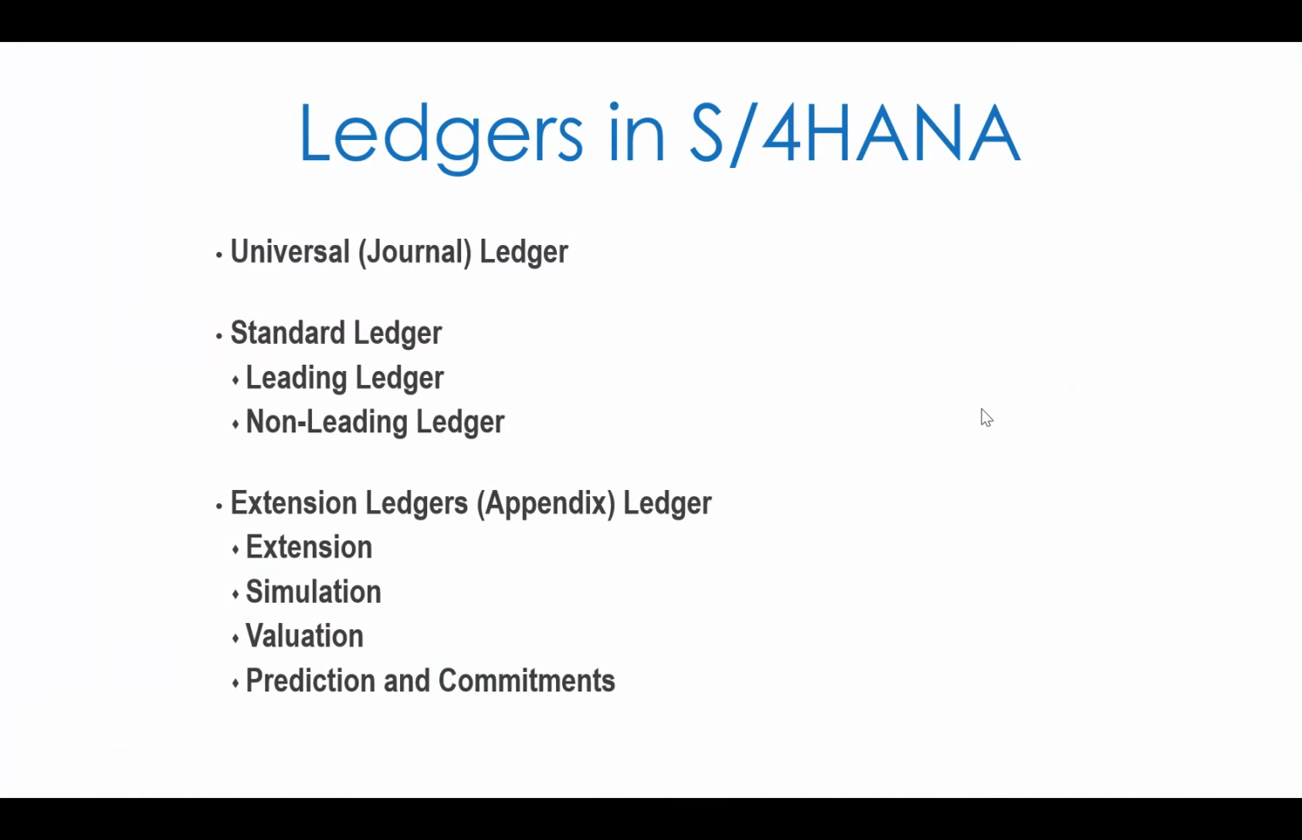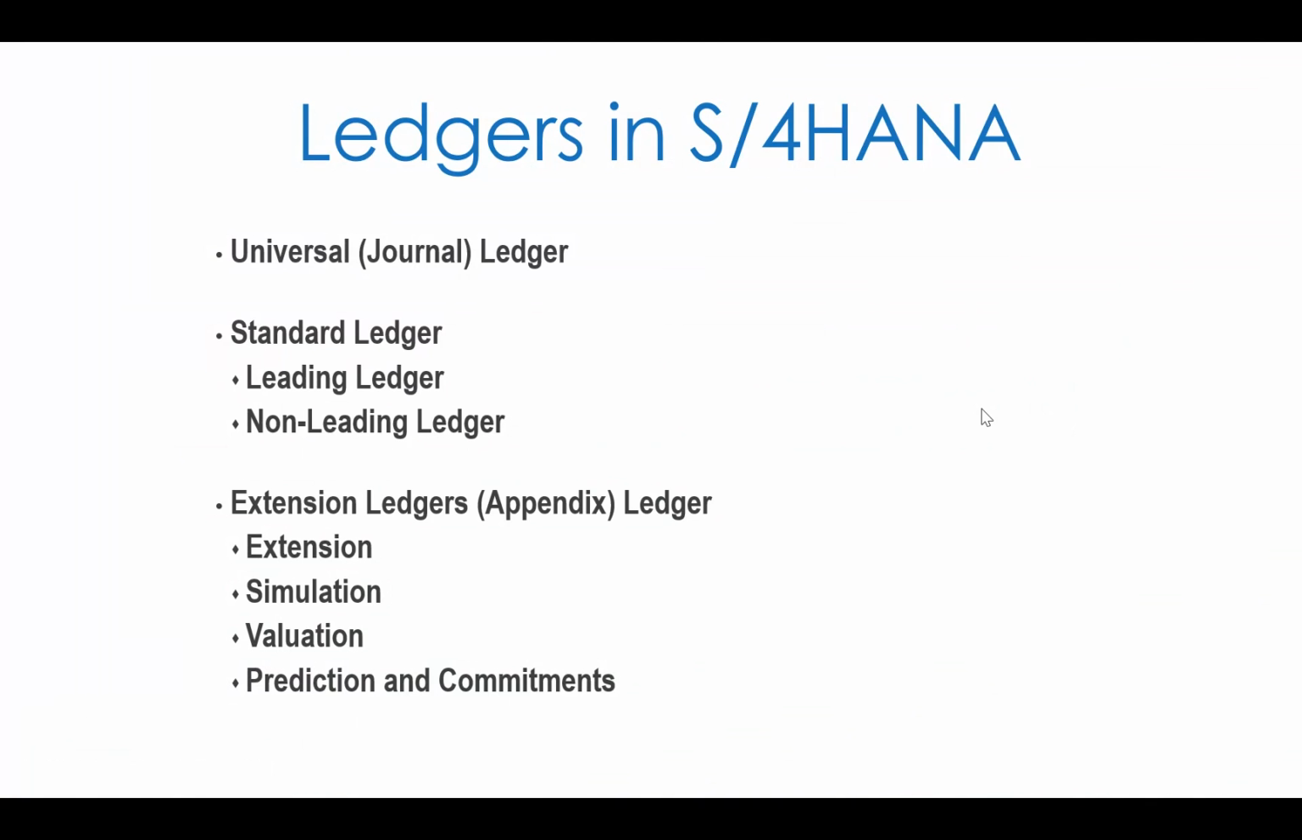In ECC, there was kind of a hierarchy between the leading and non-leading ledger, with the leading ledger really being the ledger that was assigned to the major depreciation areas or used for the major GAAP principle. In S/4HANA, it's kind of interchangeable. The leading and non-leading ledger are on the same footing. There's still some functionality the leading ledger does better or more than non-leading, but it's really almost on par. And they're both collectively called the Standard Ledger.